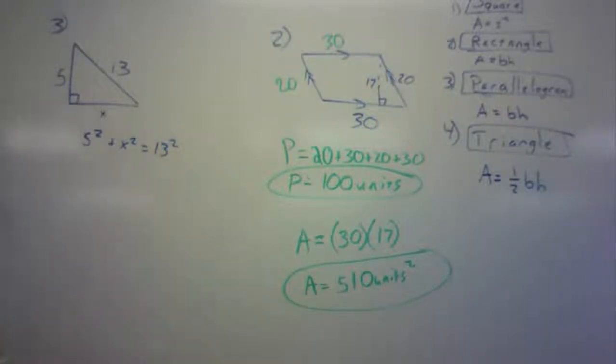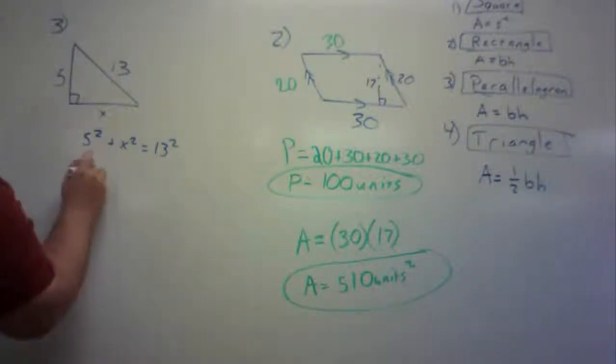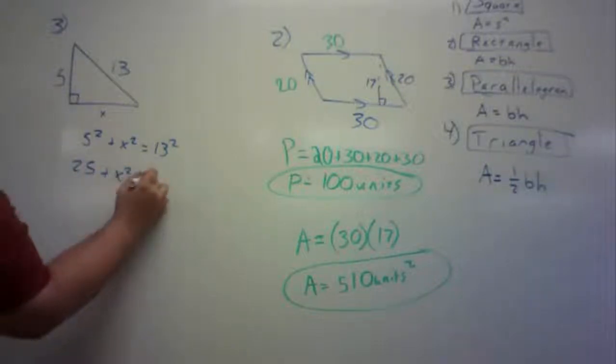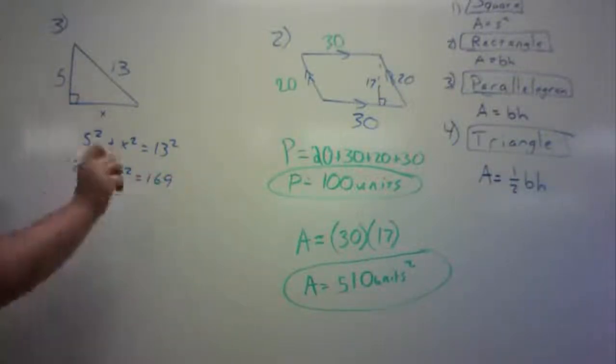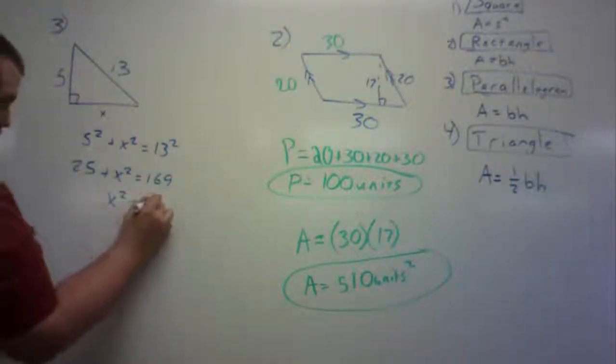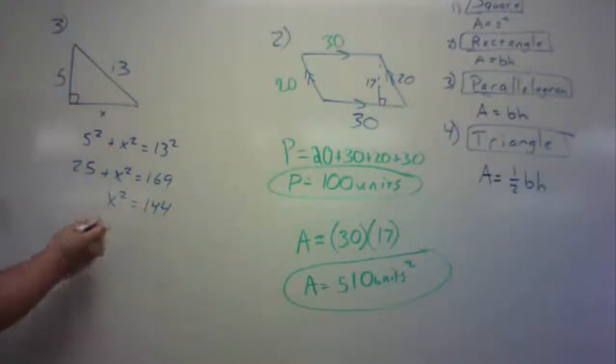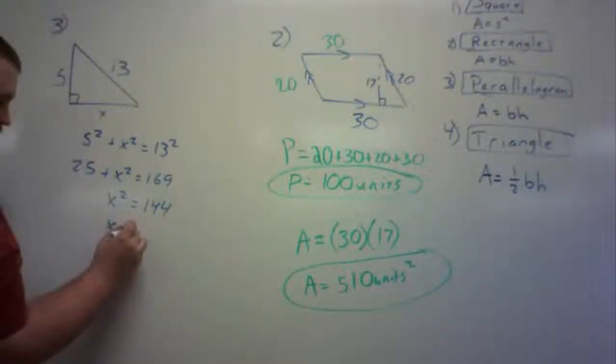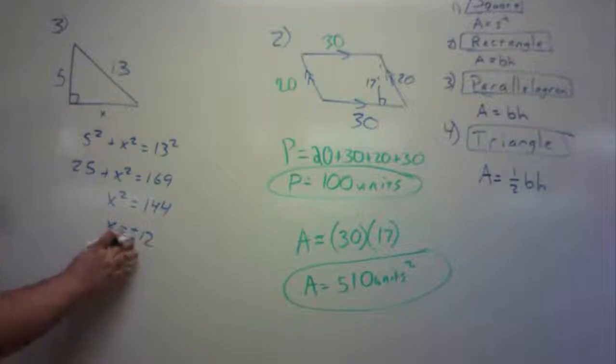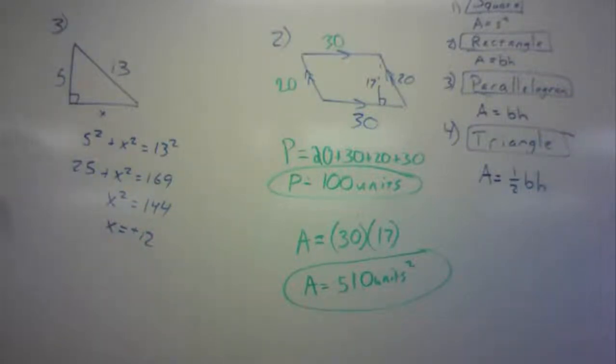If you do not know how I got Pythagorean theorem, Chapter 7, Section 2, review it. Or Section 1, review it. 25 plus x squared equals 169. Subtract 25 from both sides, x squared equals 144. Square root both sides, x equals plus or minus 12. However, the negative answer doesn't make sense because length can't be negative. So now I have 12.